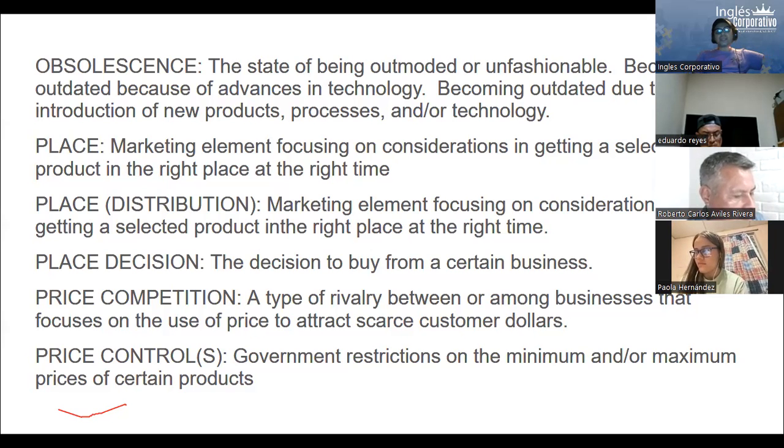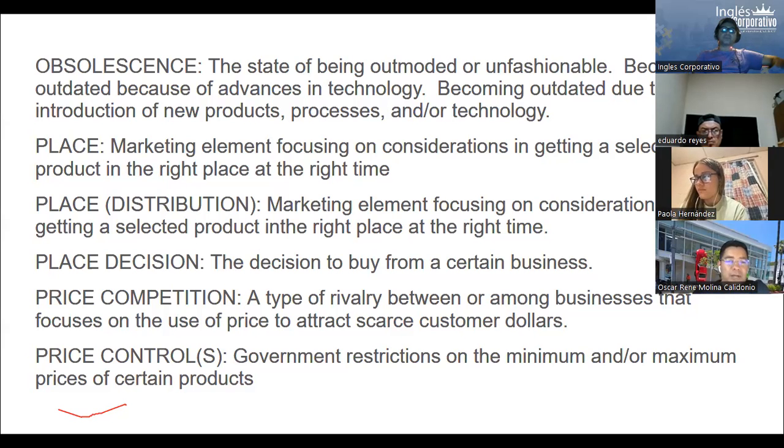Who wants to read that one? Okay, I'll try. Go ahead. Place distribution, marketing element focusing on considerations in getting a selected product in the right place at the right time. It's very different from the other one. Actually, it's the same. As you can see, that is kind of the same. Place or place in distribution. As I was telling you, it's how you are going to distribute something, a product, because we are speaking about products over here. So here we don't have any other thing.